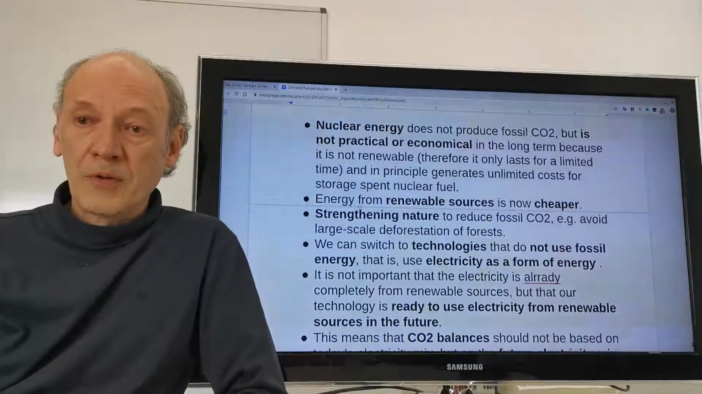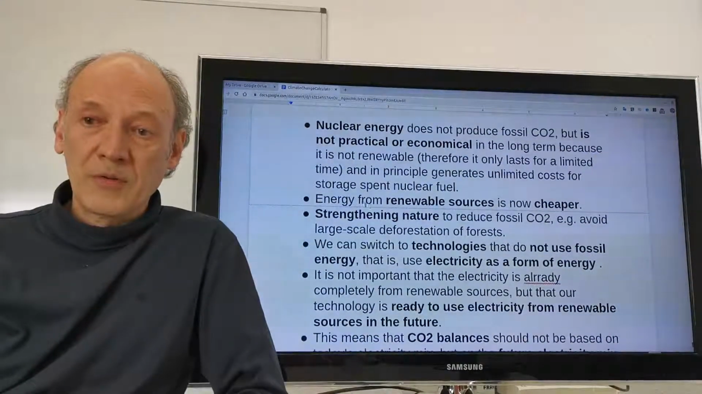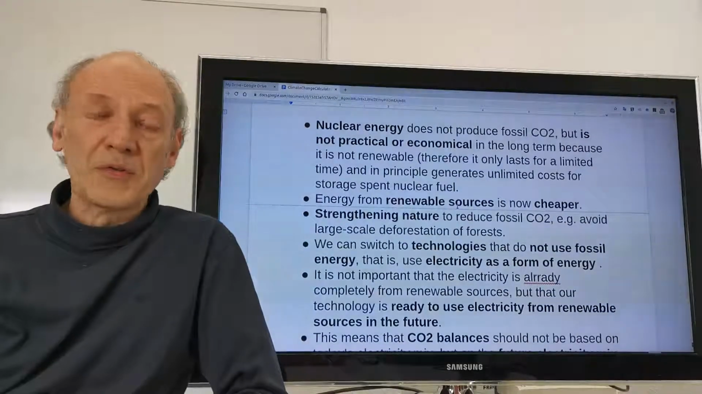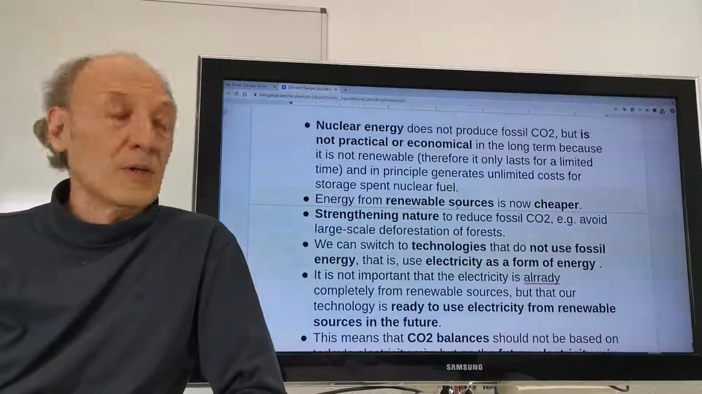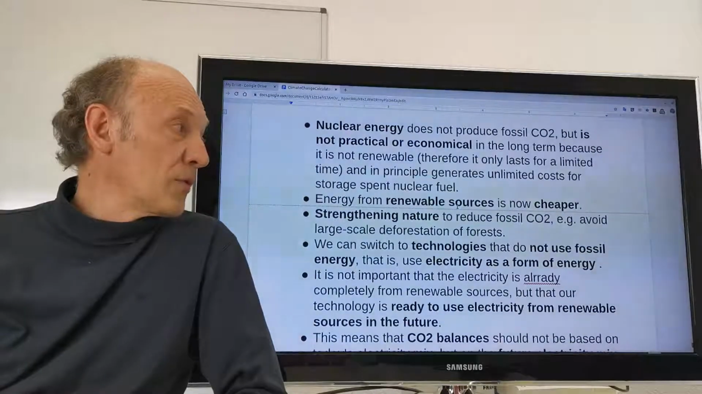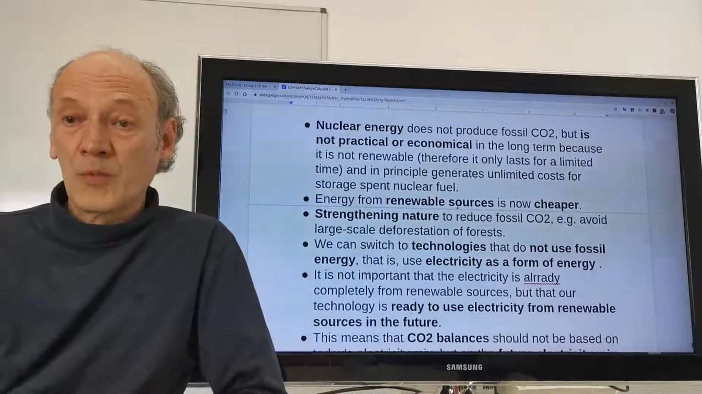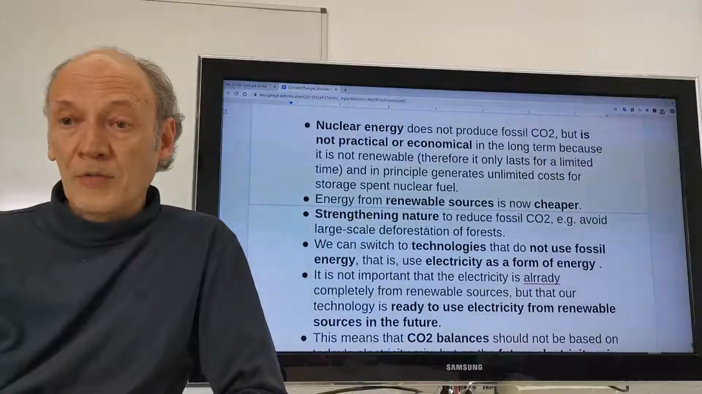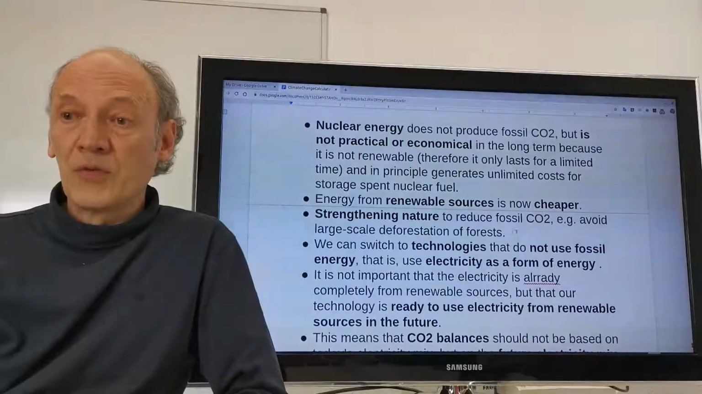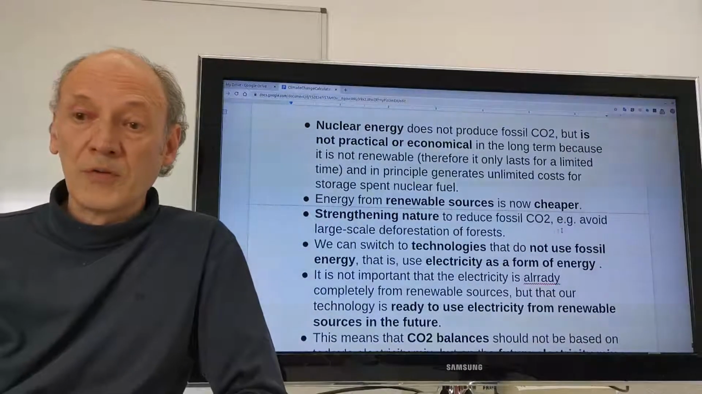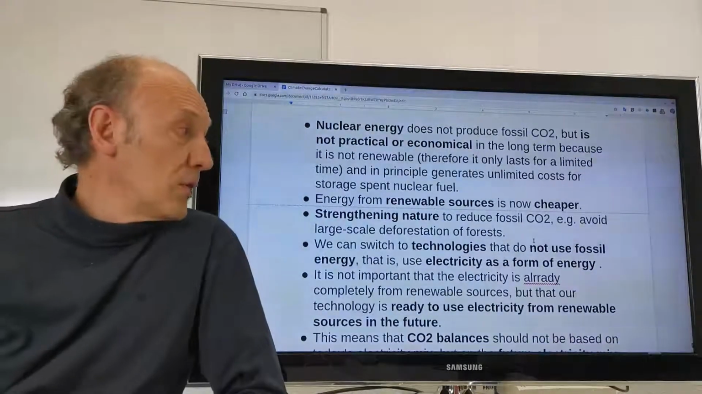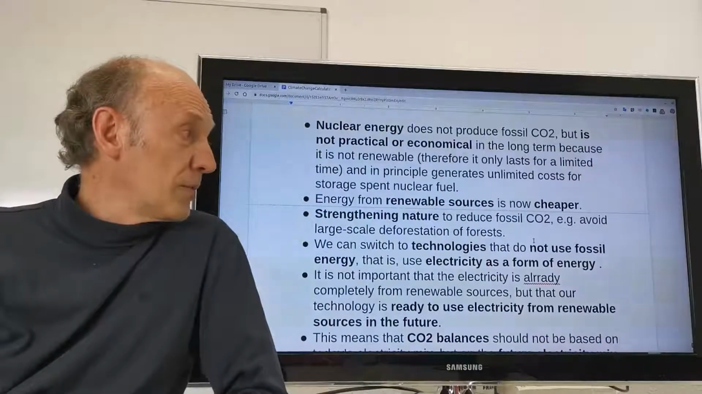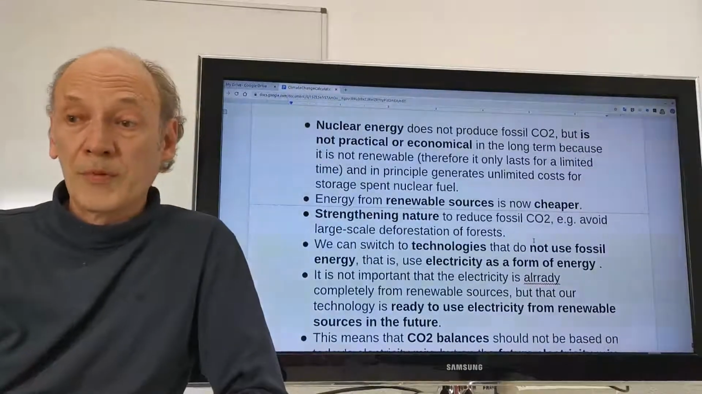So, contrasting that to the energy from renewable sources, which is actually now cheaper. It's actually among the cheapest sources of energy, as we will see in a moment. What also helps is strengthening nature to reduce fossil CO2, for instance, to avoid large-scale deforestation of forest. So this helps nature to absorb CO2.